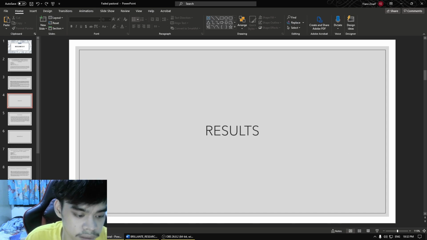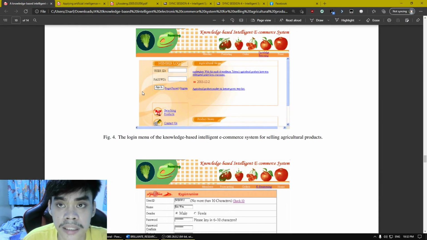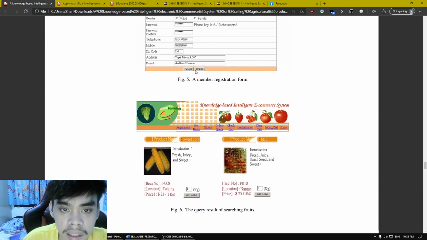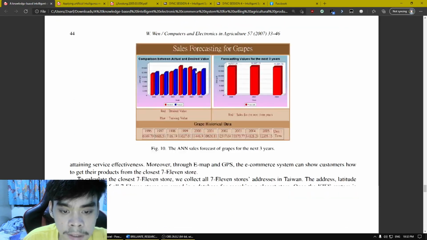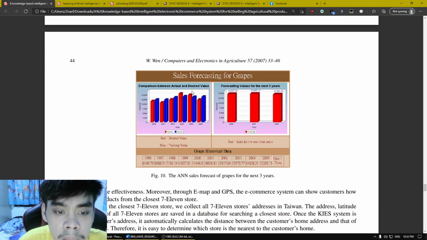The results are, as you can see here, images of the user-friendly interface of the system. You can see here the login menu and other stuff. Let's go to the graphs. The first graph talks about the comparison between actual and desired value, and the second graph is the forecasting values for the next 3 years. As you can see here, these are the results.